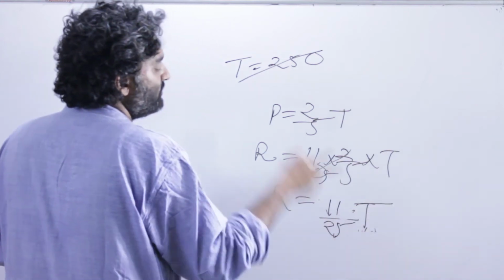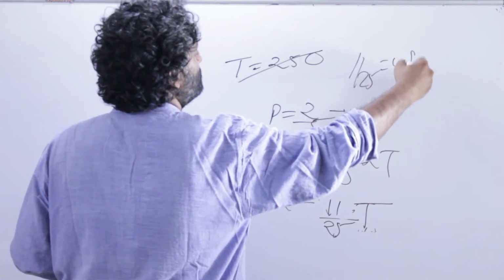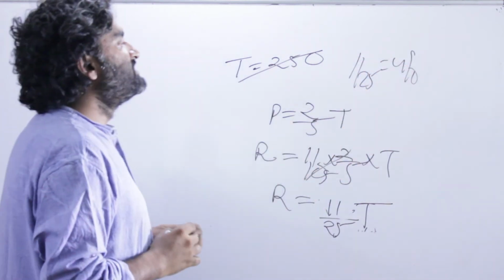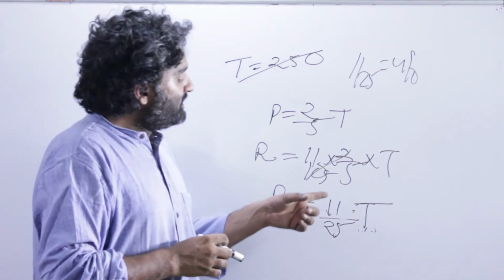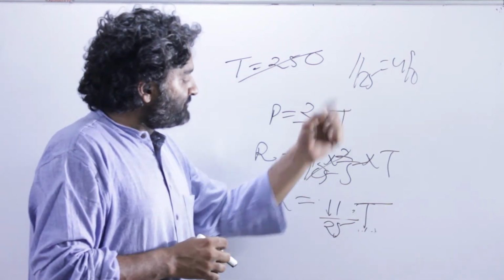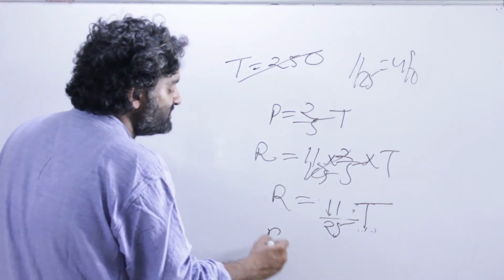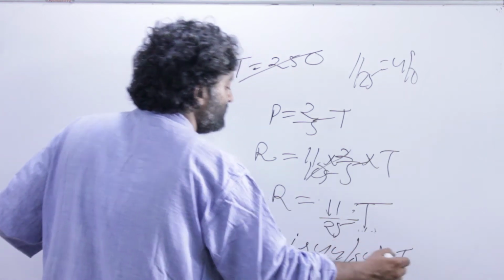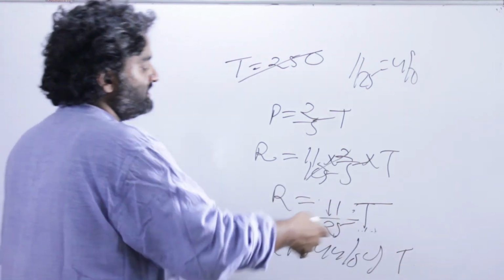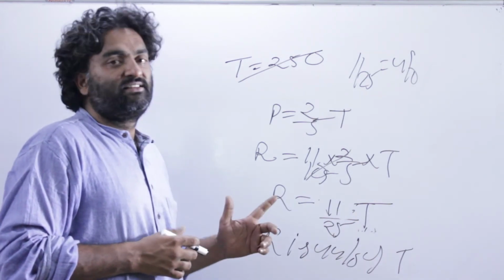Yeah. Now think of your memory engine. 1 by 25 is equal to 4%, right? I'm talking about percentage fraction equivalence. Again, something that we've done in the previous lecture. So 1 by 25 is 4%, so 11 by 25 would be 44%. So Raj is 44% of total, or Raj's mark is 44% of total. I hope that makes sense. Yeah?